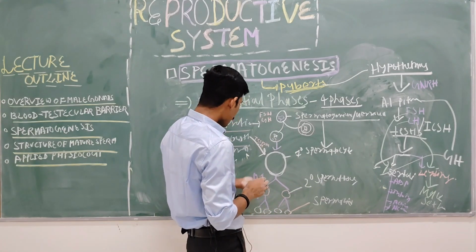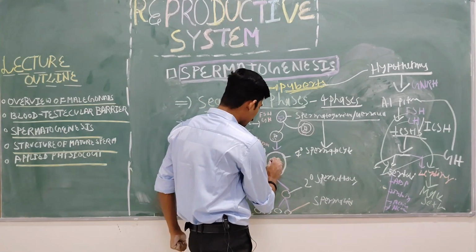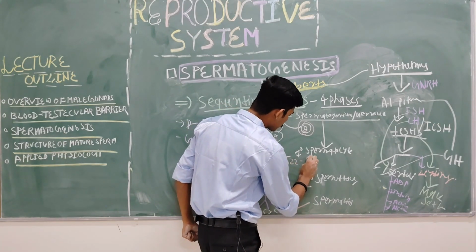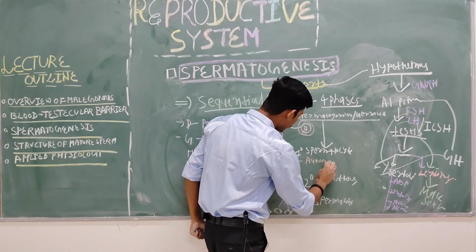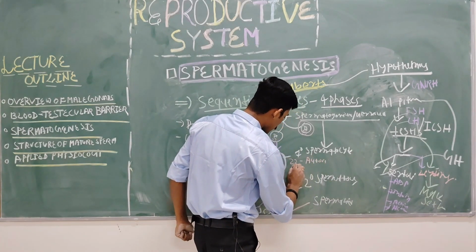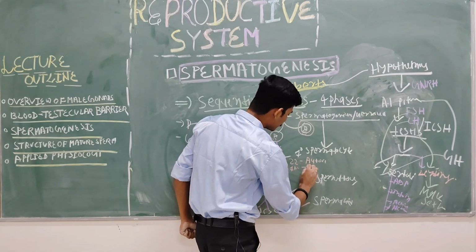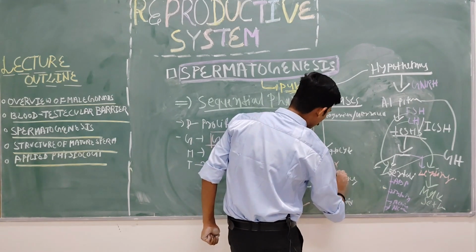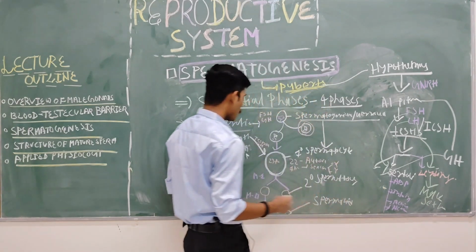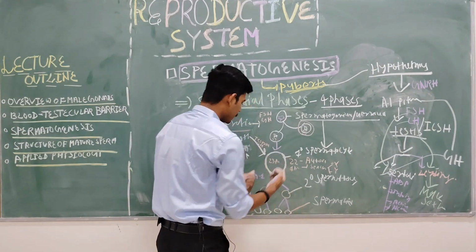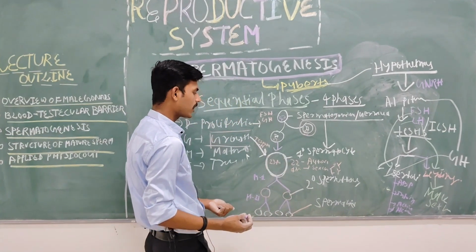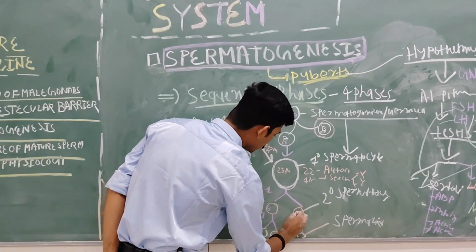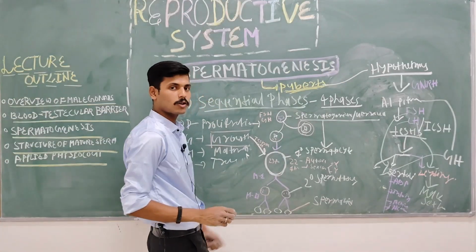Now what is happening? The primary spermatocyte has 23 pairs of chromosomes, where 22 pairs are autosomes, and one pair is a sex chromosome. It is either X or Y. Now this 23 pair undergoes meiosis 1. Meiosis 1 is called the equational division. They are divided into 23, in pairs. Now meiosis 2 is called the reduction division.